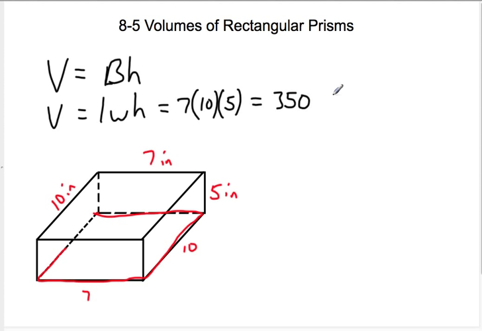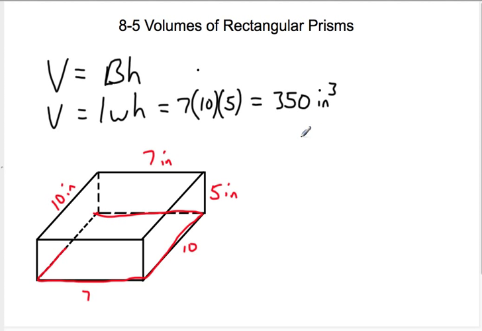Since they're inches, we write inches. Now, what's different from area and volume is that volume is inches cubed, or inches to the third power. Okay, so make sure you know the difference between square inches, which is for area, and cubic inches, which is for volume.